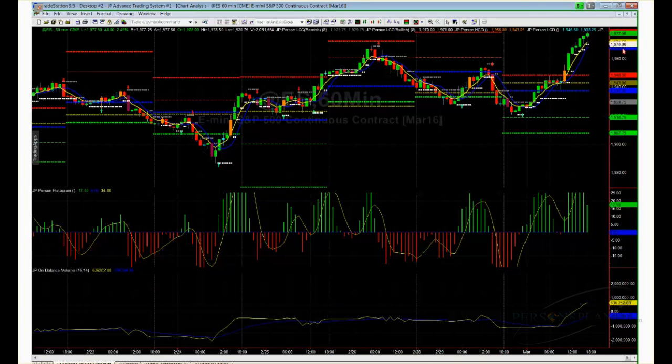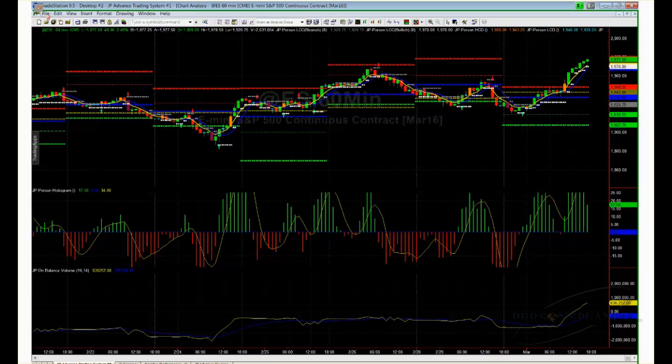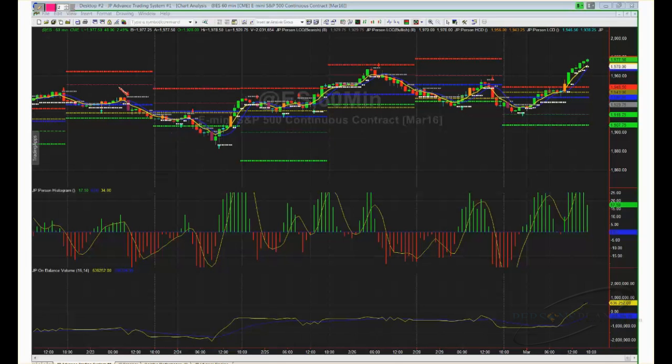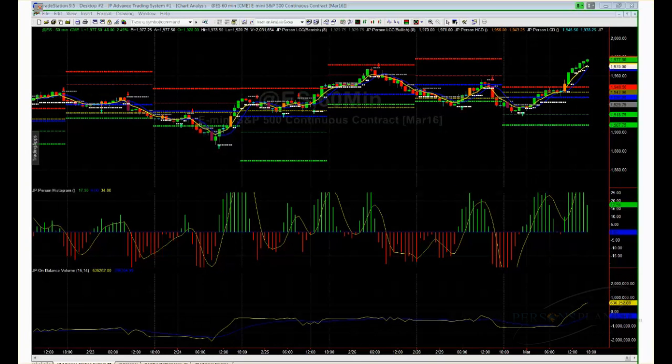So here's a 60-minute chart over the last few days. And you got to admit, we've had excellent action for downside, upside. There's been something here for everybody. There really has been, right?